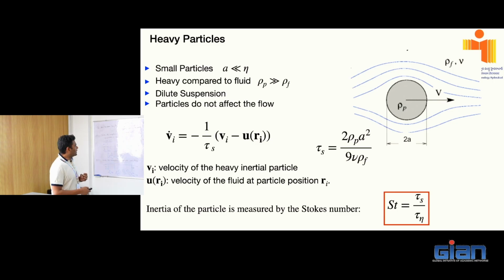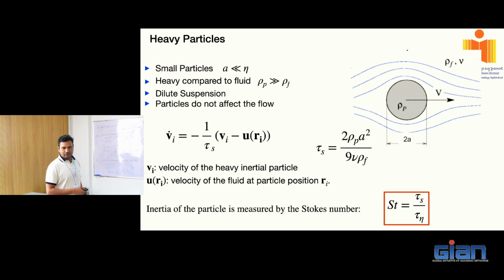Now how much time it is going to take will be defined by tau_s, and this comes from this equation. Here rho_p and rho_f represent the density of the particle and the density of the flow, a is the particle radius, and mu is the viscosity. So if the density difference is large, it means that the time scale is going to be larger. That means there is going to be a longer time scale for this catch up.